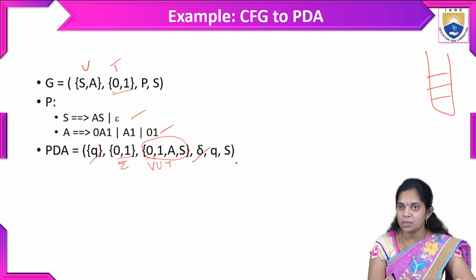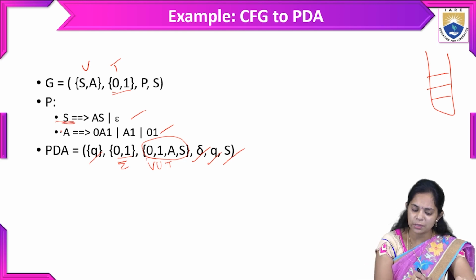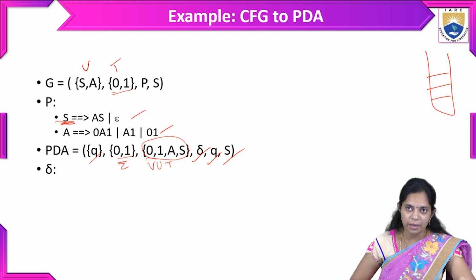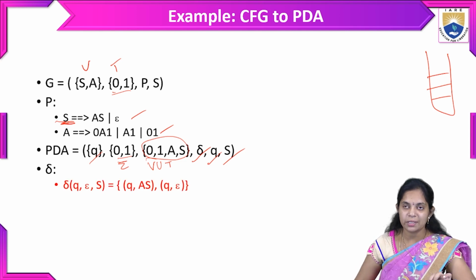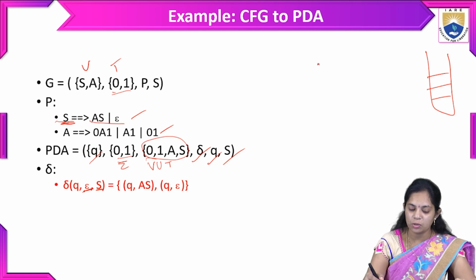For the transition functions, we have to write Q and S. S is the top of the stack symbol. Initially, the first production rule starts with this S only. So we have to push the top of the stack symbol. The transition function has the 3 tuple notation. The first one is the current state, with the input symbol epsilon, and when we give this top of the stack symbol S, what are the production rules?